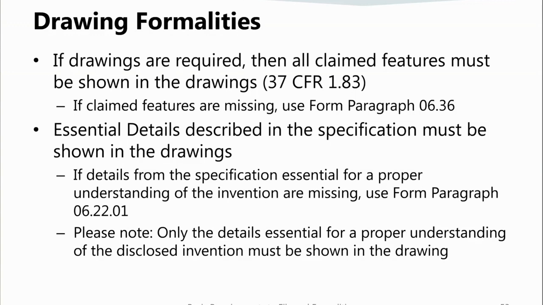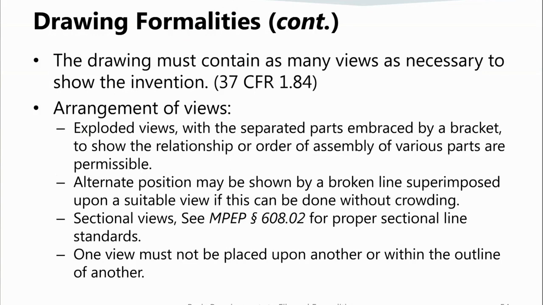When drawings are required, then all claimed features and other structural details described in the specification that are essential for an understanding of the invention must be shown in the drawings. If examiners do not find claimed features or essential structural details in the drawings, then they should object to the drawings and identify what is missing. The drawings must contain as many views as necessary to show the invention. This may include, for example, exploded views, partial views, sectional views, alternate positions, and separate views of modified forms of construction.